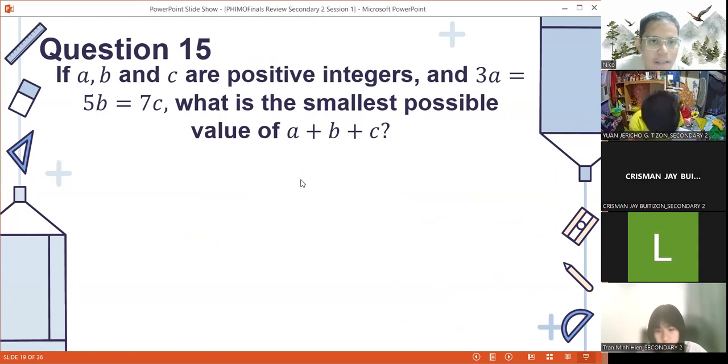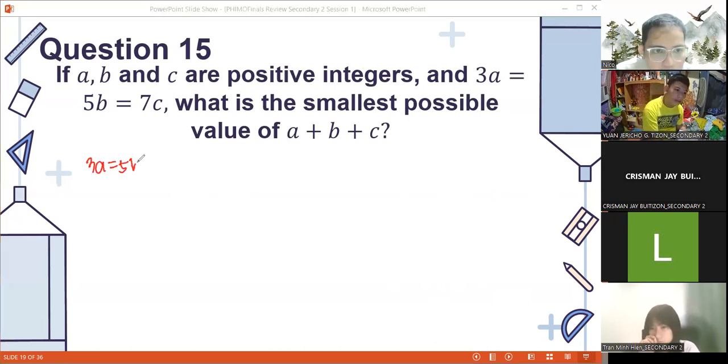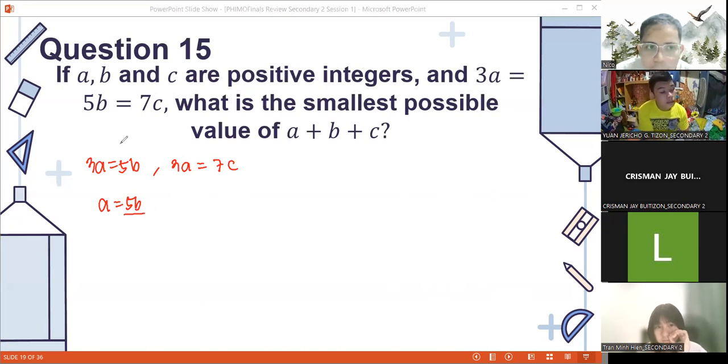Okay, A, B, and C are positive integers where 3A is equal to 5B and equal to 7C. What is the smallest possible value of A plus B plus C? Okay. So in here, we want it to be A only or B only or C only. So let's say we have 3A is equal to 5B or 3A is equal to 7C. So meaning, we can have it in terms of B everything. So 3A over 5 is equal to B.